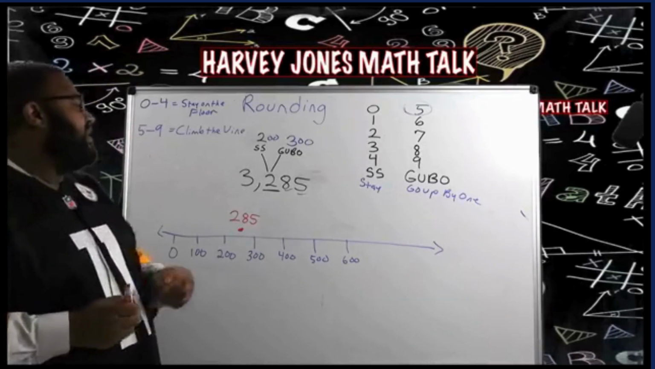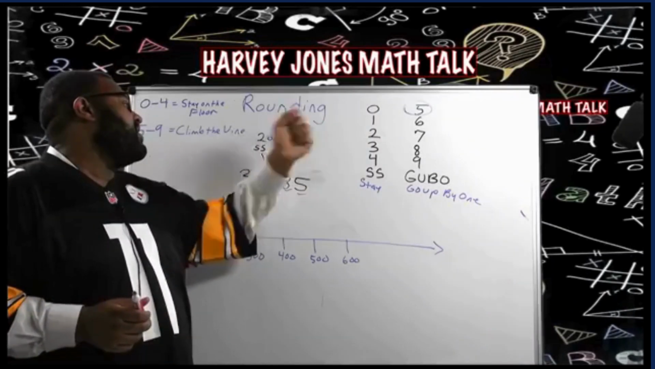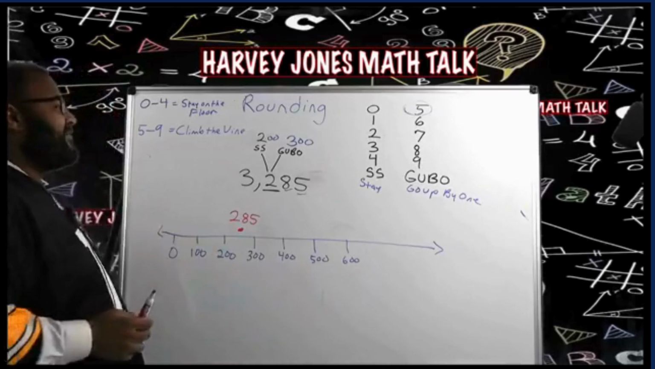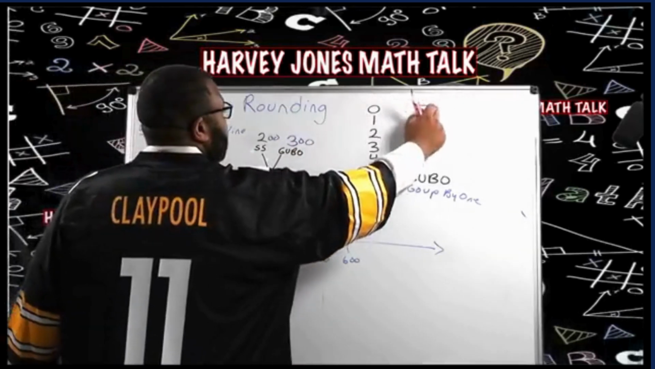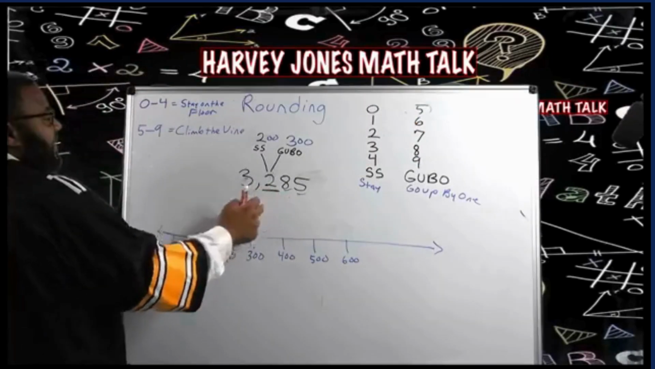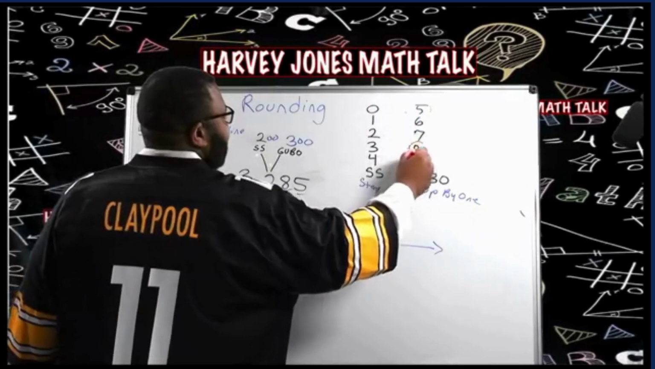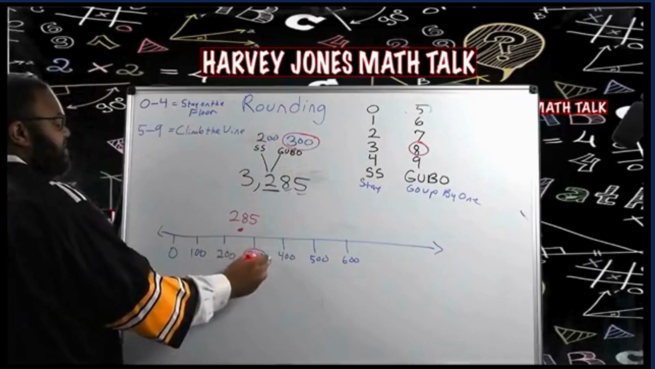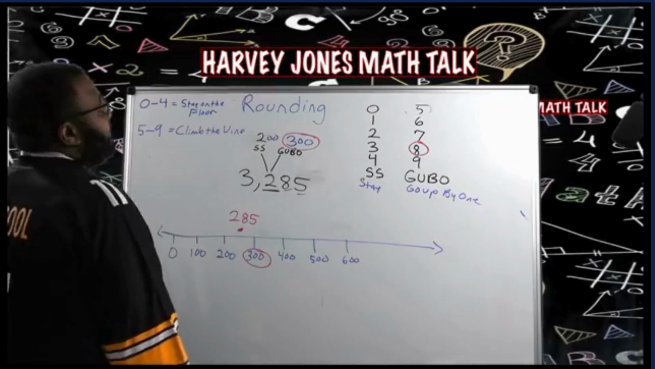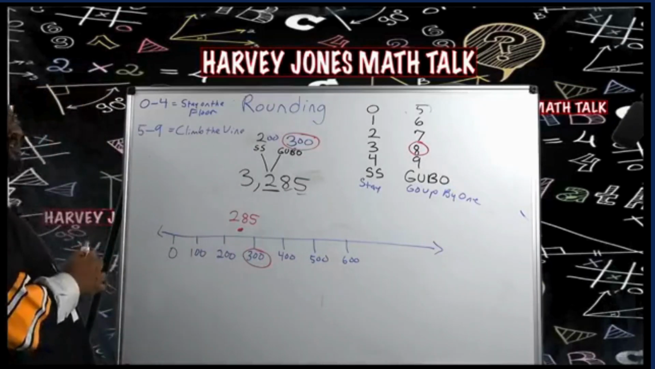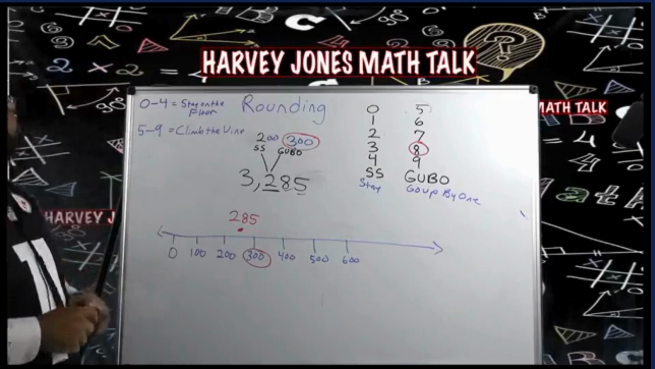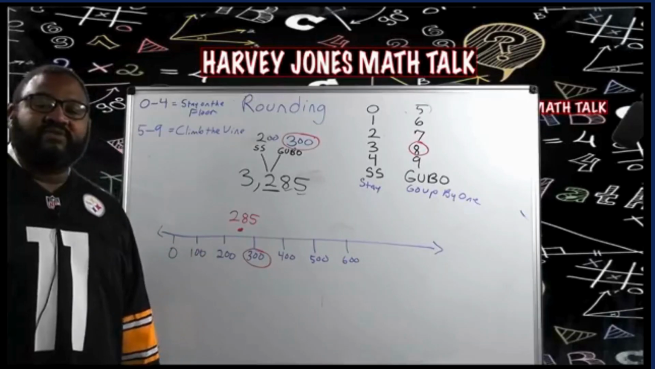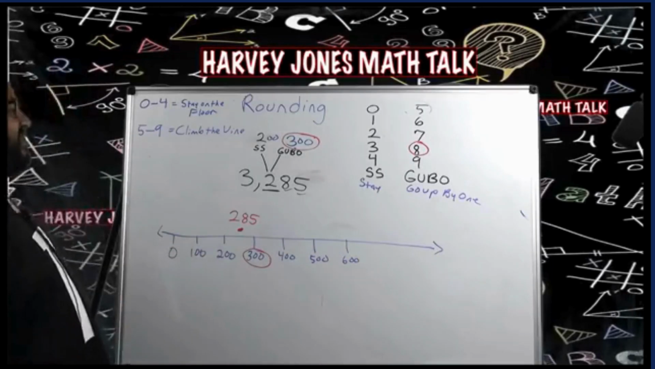Over here, is it a 0? No. Is it a 1? No. Is it a 2? No. Is it a 3? No. Is it a 4? No. Is it a 5? Nope, not this time. Is it a 6? No. What's the number behind it? Is it a 7? No, it's an 8. So that means you're going to go up by 1. And guess what? It's closer to 300. That is rounding. Mr. Jones, you're just using a number line. I know. That's all rounding is. That's what we're doing. Nothing hard, nothing hard.